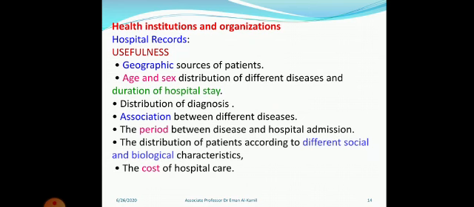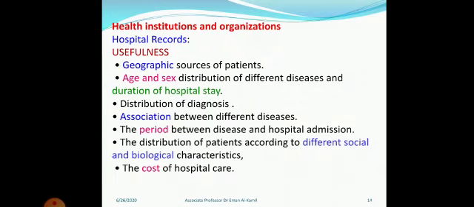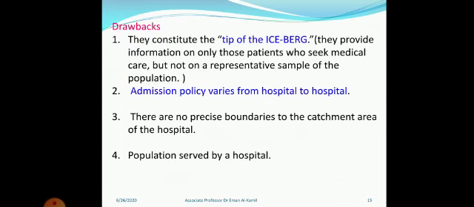Also, it is important to give the cost of hospital care. There is variation in public hospitals in different countries. In some countries it is provided free for all people, but some people depend, for example, on health insurance. So there are variations in the cost of hospital and different health services provided for the people.